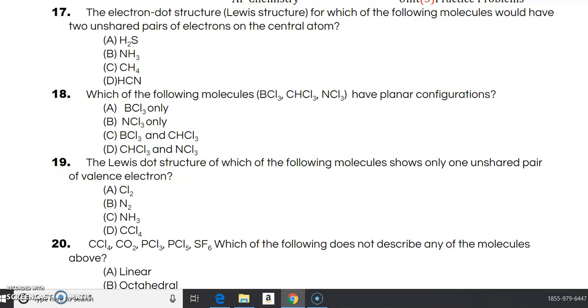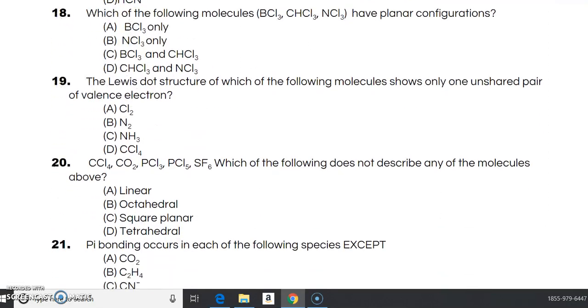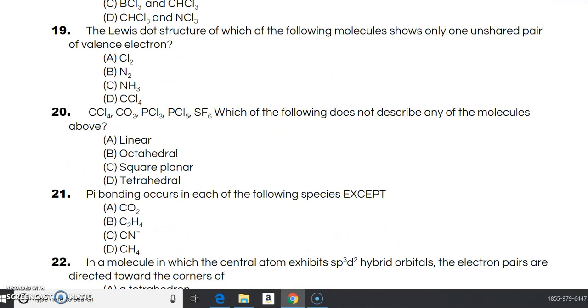19. The Lewis dot structure of which of the following molecules shows only 1 unshared pair of valence electrons? So again, you have to draw the structures. And when we look at number 19, after you draw them, you're going to see that ammonia, NH3, letter C, has 1 unshared pair around the nitrogen.